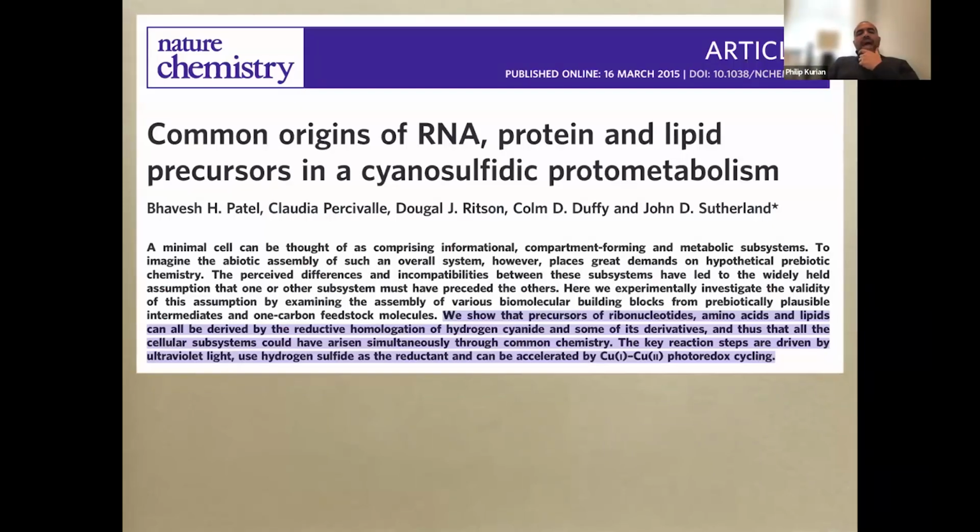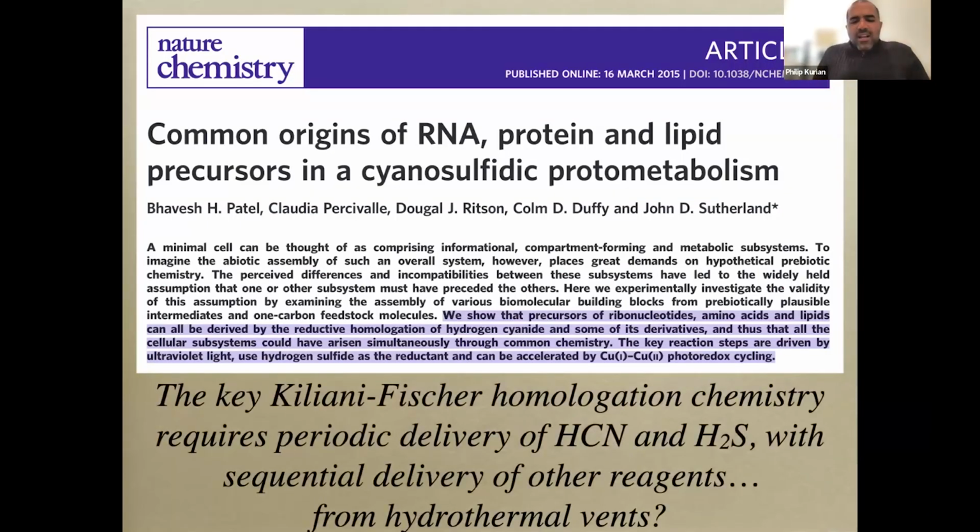So that early multi-step, multi-reagent mixture in the primordial soup was this Sutherland Group article that they call a cyanosulfidic protometabolism. So all these precursors could form in a reaction system where there are key cyano carbohydrates as well as sulfido carbohydrates, okay? And so there's something I was unaware of before I prepared this lecture called the Kiliani-Fischer chemistry.